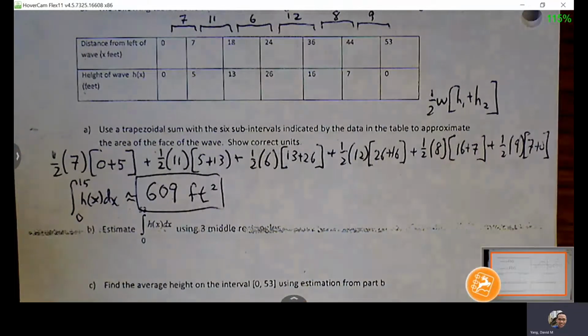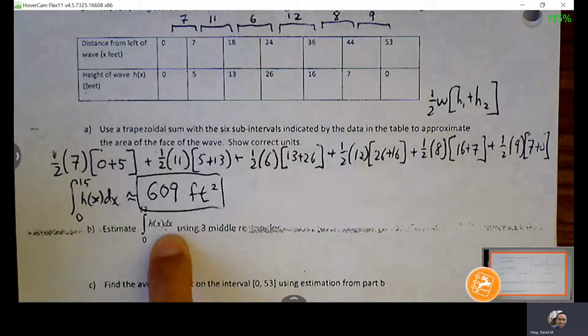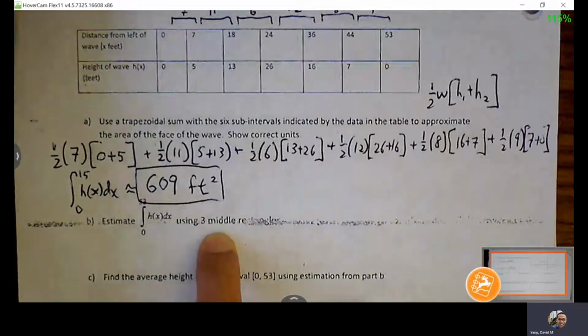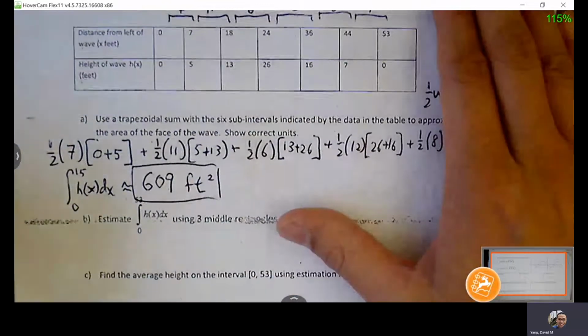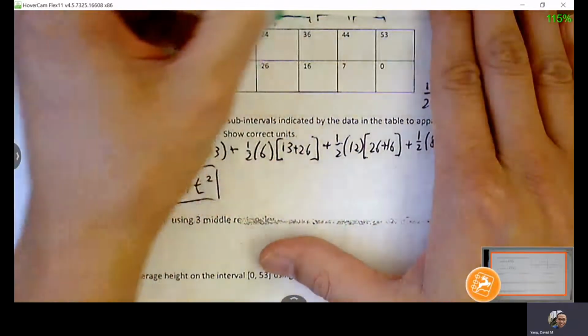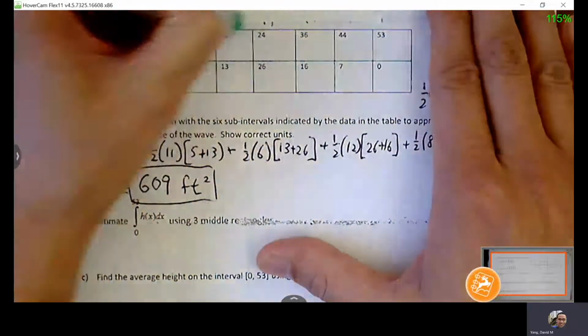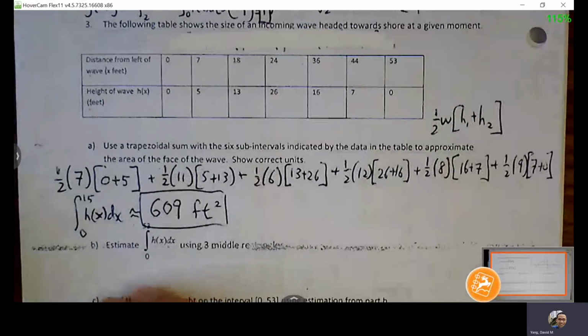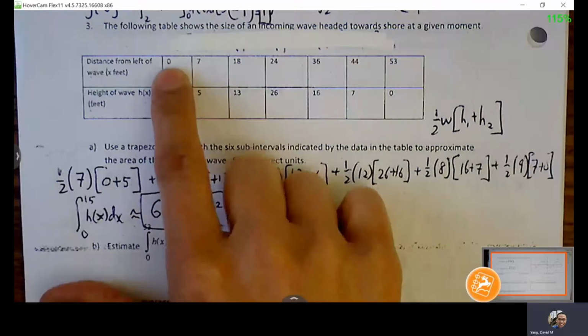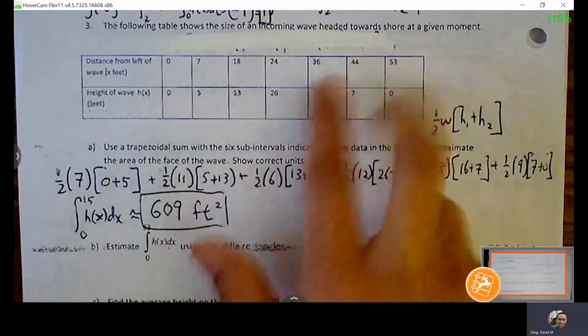Okay, part B is asking for you to go from 0 to 53, but using 3 middle rectangles. Sorry about those words getting cut off there. So now we want to go back and redraw our subintervals, making sure that we span across 0 to 53 and that every subinterval spans the same number of ordered pairs. They may not have the same width, but they all span the same number of ordered pairs. So I want to split this up into 3 subintervals.